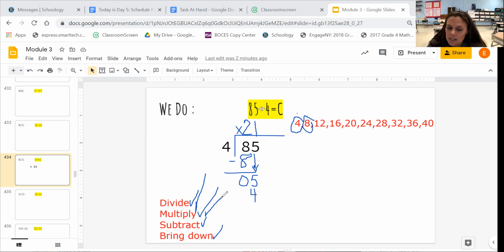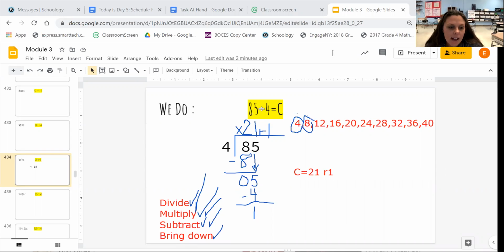Notice how I line up that place value. 5 minus 4 is 1. Can 4 people fit into 1 chair? No. Can I bring anything else down? No. So I have a quotient of 21, remainder 1.